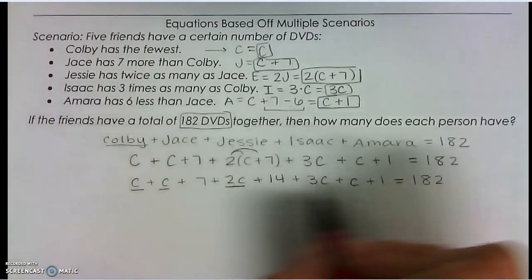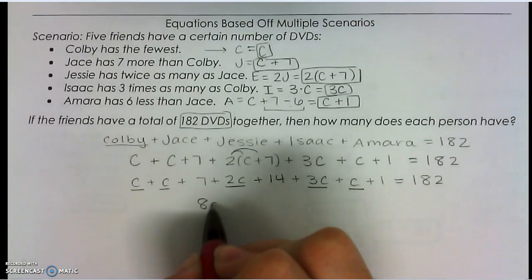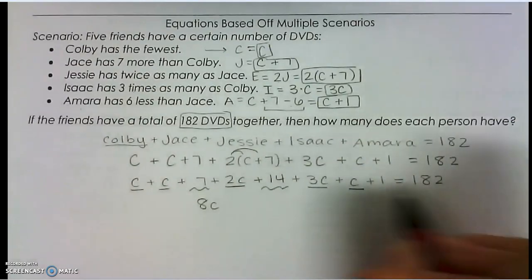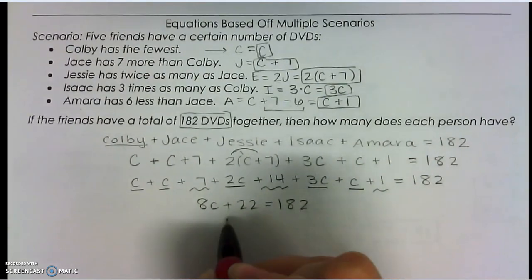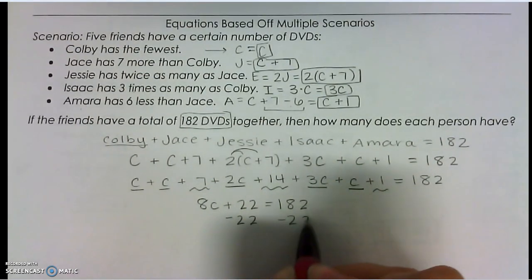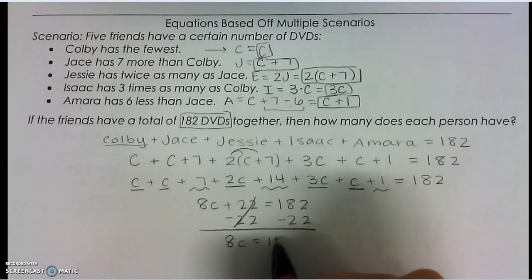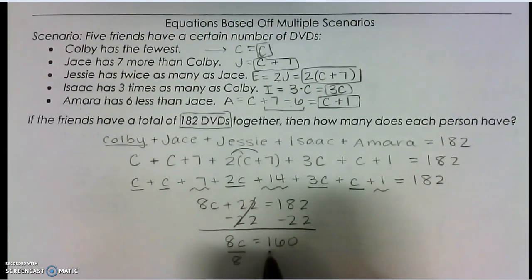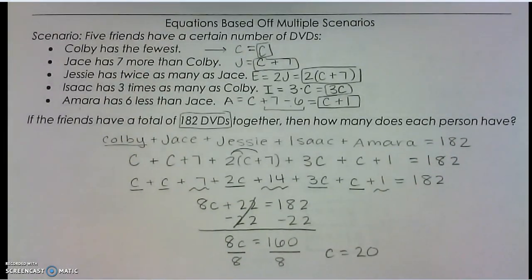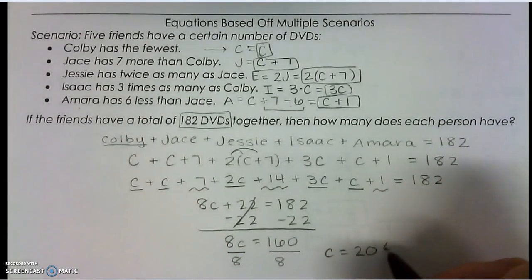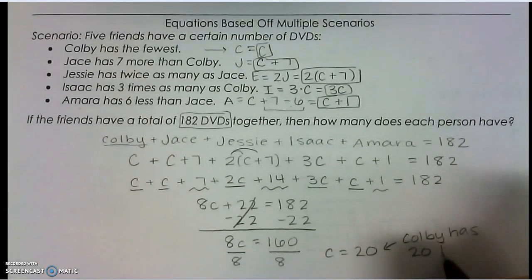C plus 2C plus 3C plus C is 8C. 7 plus 14 plus 1 is 22. Minus 22 on both sides. That becomes 0. So 8C is equal to 160. Divide by 8. And that tells us that C is equal to 20. Now, we're not 100% done yet. This tells us that Colby has 20 CDs. Or DVDs, my bad.